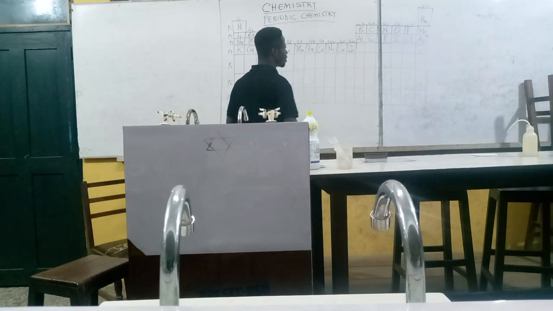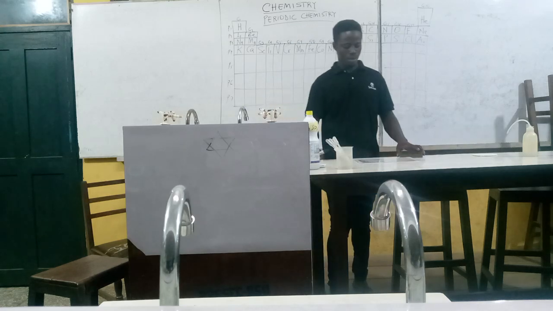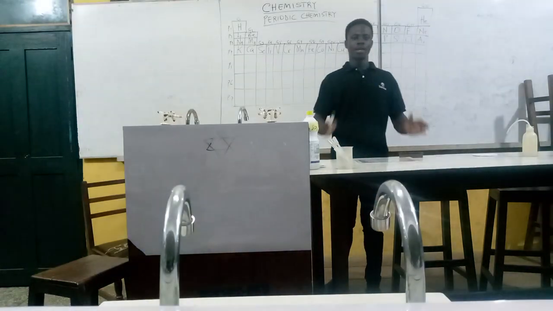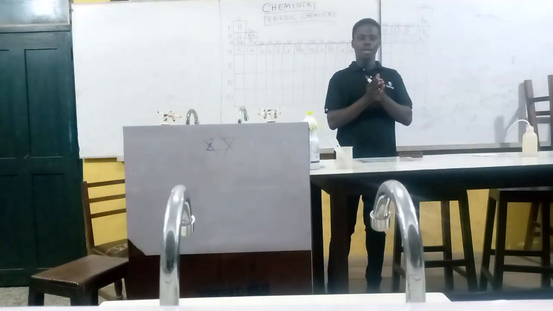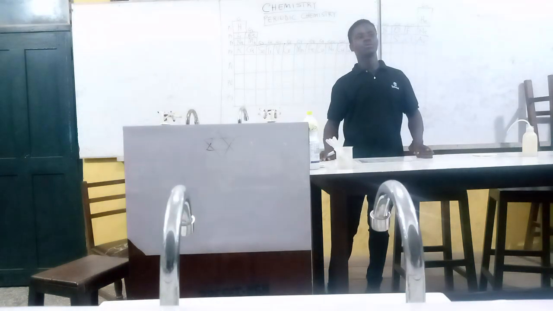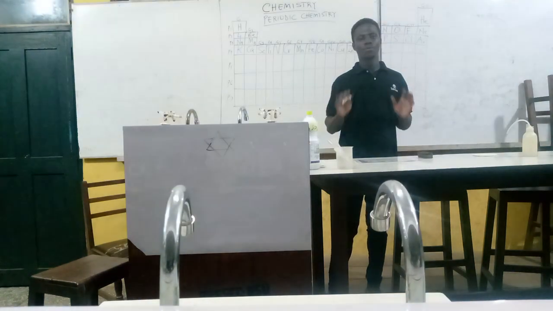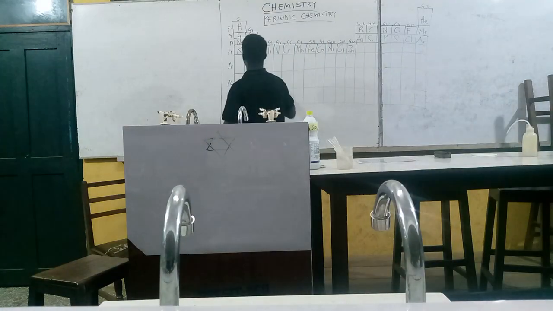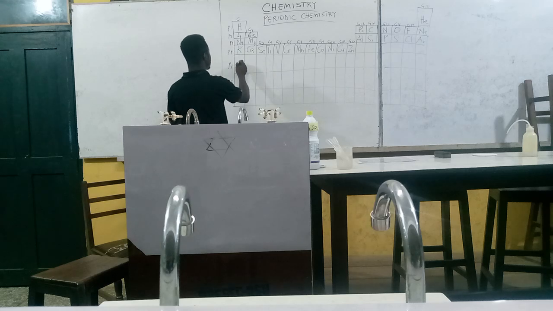Okay, so let's focus on the main group elements. When I say main group elements, we are referring to those in the s block and those in the p block. Our focus is going to be on the main group elements. So let's look at these groups. Under this we have potassium, rubidium, cesium, and francium. These are the main group elements which we are going to concentrate on.